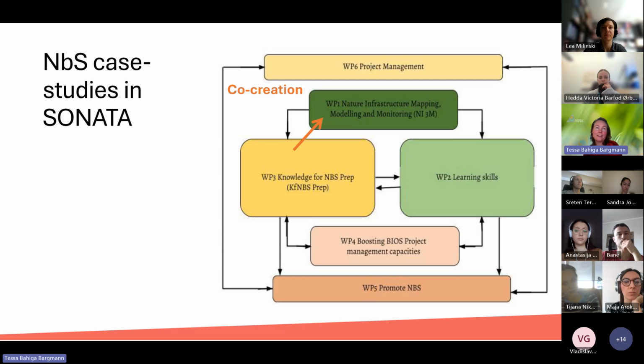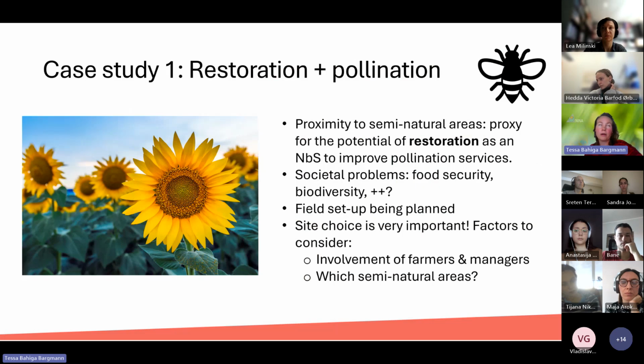Now briefly about the case studies in Sonata. Leonard has already shown this slide at our startup meeting: the connection from Work Package 3 to Work Package 1 is quite strong, or should be quite strong. We have so far just worked on the first one, to my knowledge at least. Maybe correct me if I'm wrong after. This first case study is about pollination within sunflower fields, and here we're using the proximity to semi-natural areas as a proxy for potential restoration.